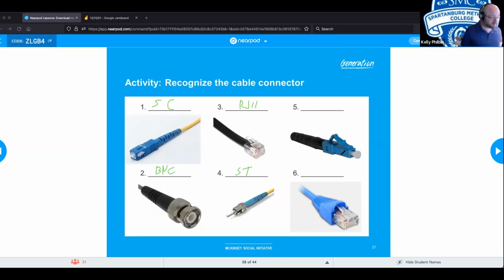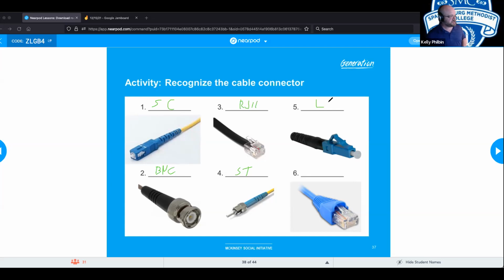All right. Bonus points if you can get what LC stands for. Getting a lot of help in chat. Lucent connector? There you go. Lucent connector, LC.